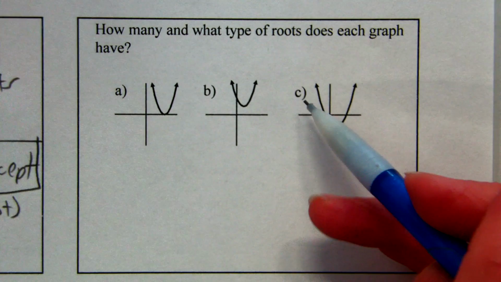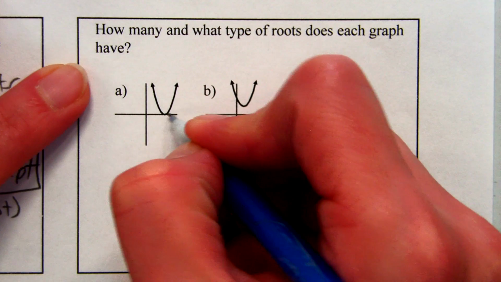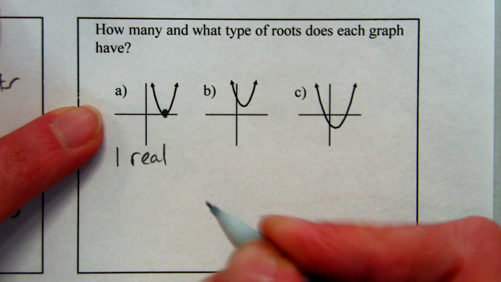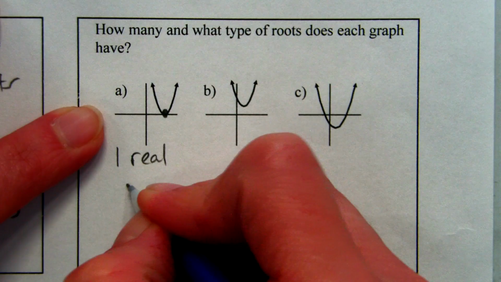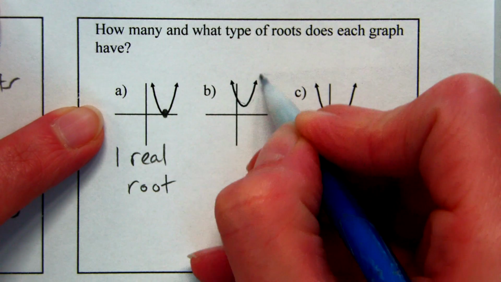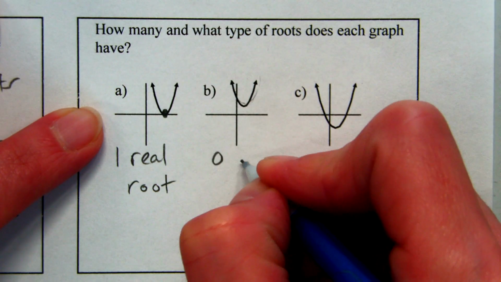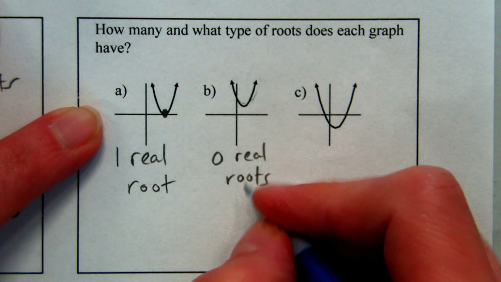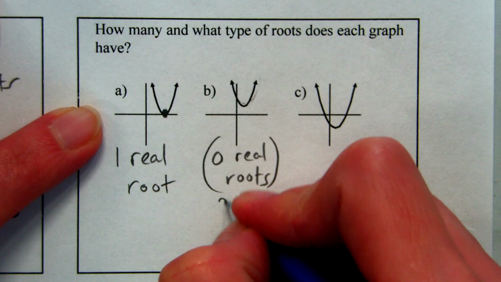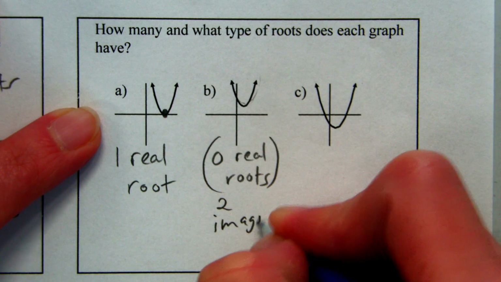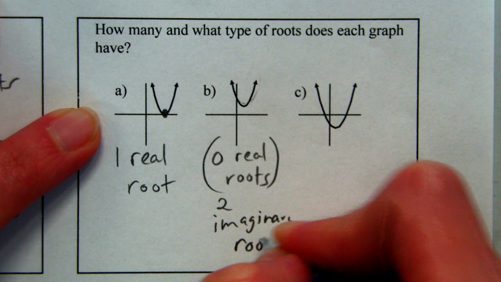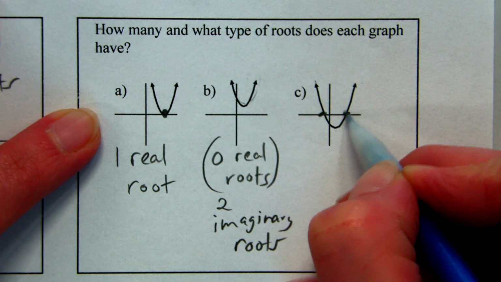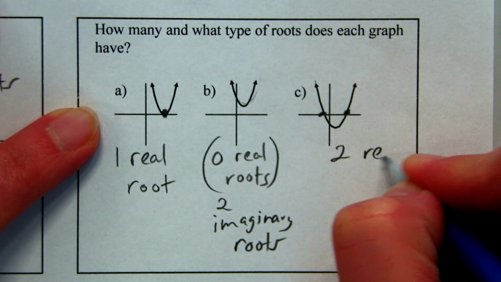Okay, so how many and what type of roots does each graph have? So you're looking at the x-axis. This one touches the x-axis in one place, so that's one real x-intercept. So that's one real root. Up here, it's above the x-axis. It will never touch it, so that's 0 real roots, which means, basically, in parentheses, you'll have 2 imaginary roots. And then over here, it goes through the x-axis twice, which means you'll have 2 real roots.